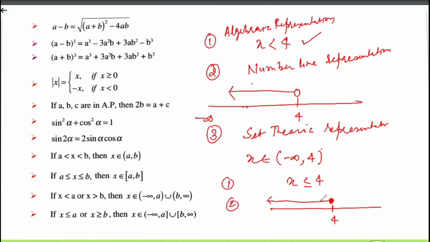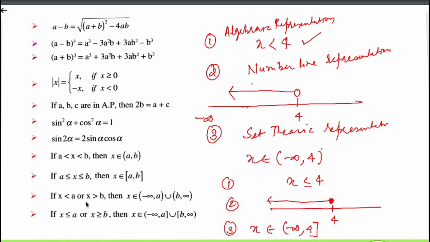And then thirdly, what you'll be using is the set theoretic representation. In this case, x is an element of minus infinity, coming from minus infinity to 4. But here this will be a big bracket at this end. So this end big bracket means that x is also equal to 4. And minus infinity means that it's not equal to this. Right? Now using this you can do this.